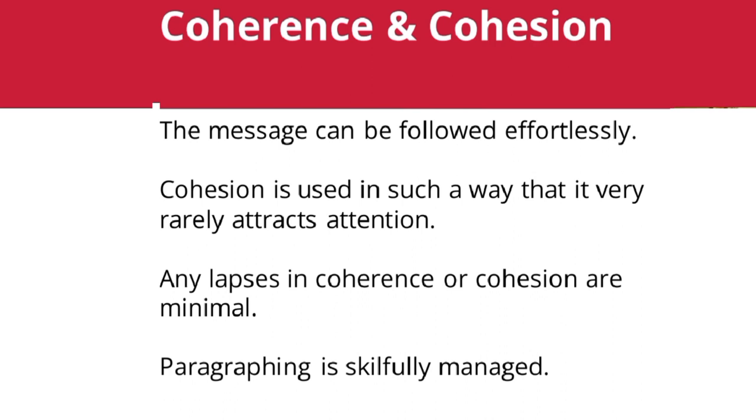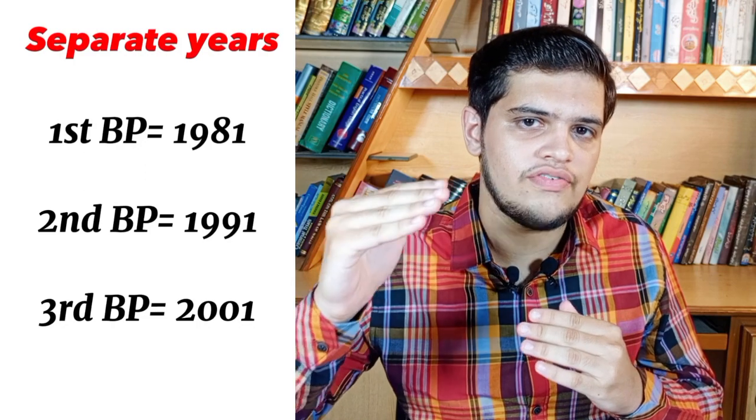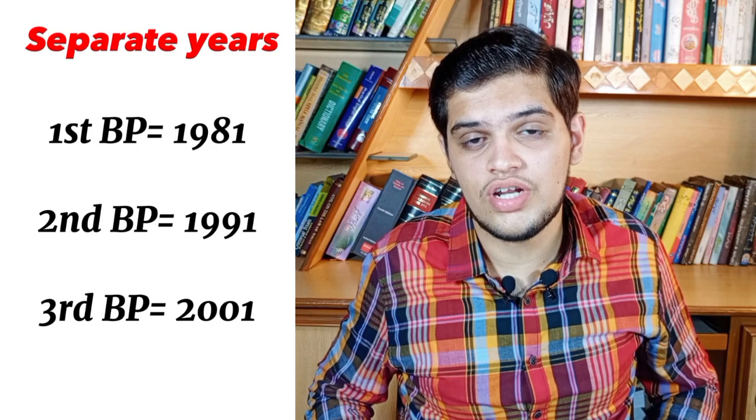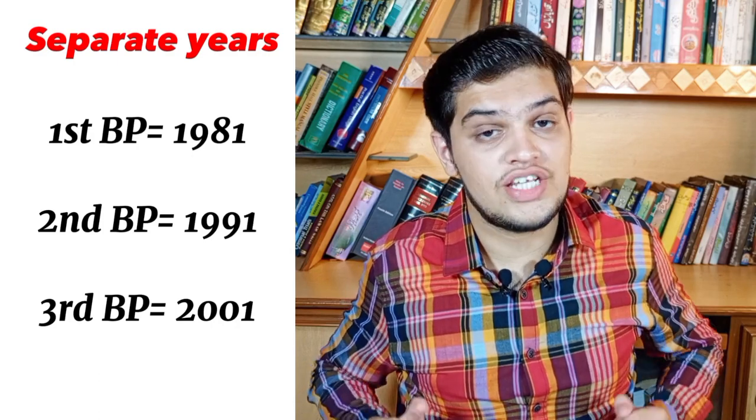And also you should manage paragraphing effectively. There should be a separate paragraph for the introduction, for the 2 body paragraphs, and for the overview. So here there are 2 ways we can organize the body paragraphs. First we can go for the years, like write each chart in a separate year. First body paragraph for 1981, second body paragraph for 1991, and the third body paragraph for 2001. That's one way. The second way is comparing size by increase and decrease.